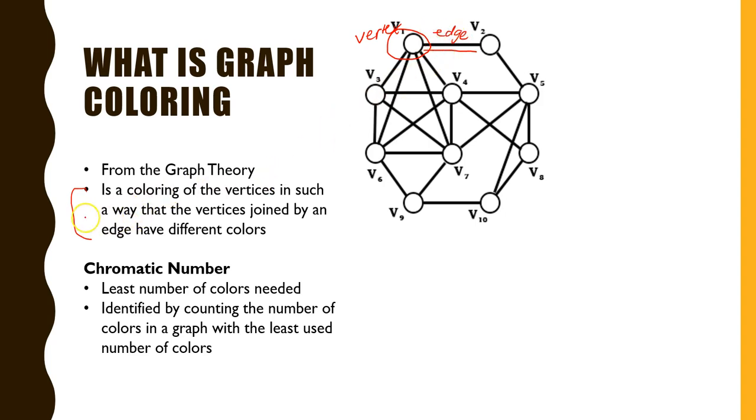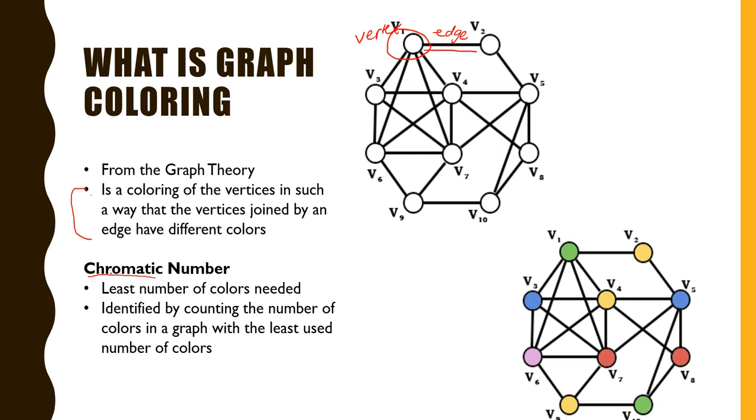Now, aside from this rule, we have another term to consider, which is the chromatic number. This is the least number of colors needed in a graph. It's identified by counting the number of colors in a graph with the least used number of colors. So this is our second rule, that we have to make sure we use the least number of colors in coloring a graph. So here's an example of a colored graph, and it's already colored in.